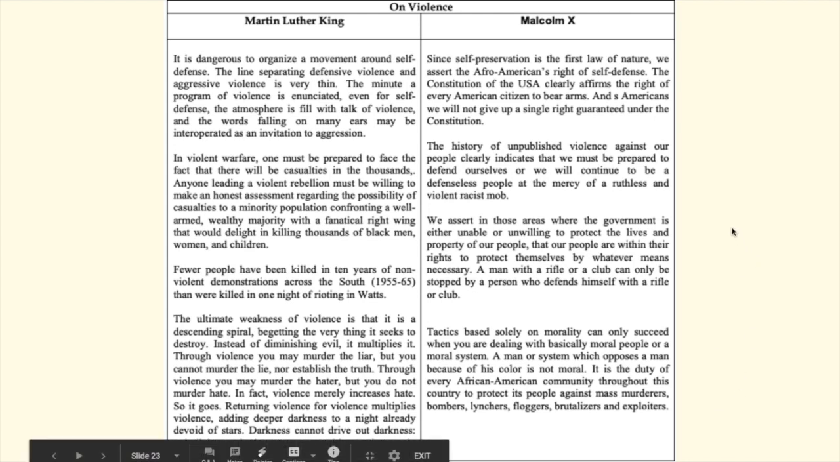So here, this is a really interesting argument. We assert that in those areas where the government is either unable or unwilling to protect the lives and property of our people, that our people are within their rights to protect themselves by whatever means necessary.